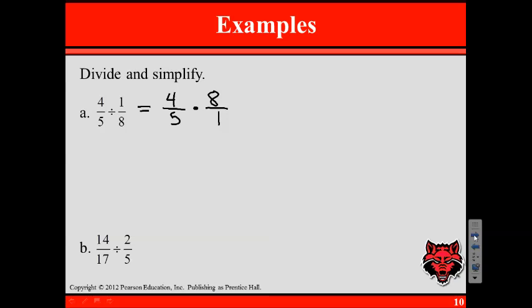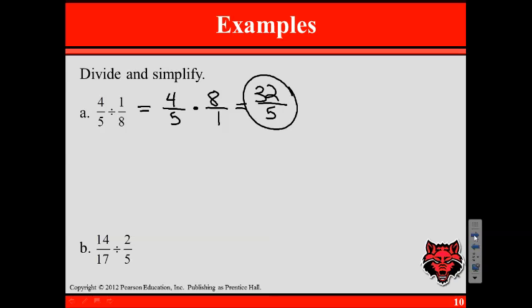Once we do so, now we multiply, just like we have before. 4 times 8 is 32. 5 times 1 is 5. We would try to write a prime factorization of the numerator and denominator. Once you try that, you'll see it checks out. There are no common factors, and 32 over 5 is the simplified quotient.